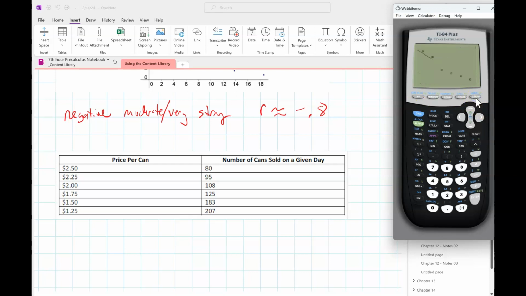So if we hit graph, now you see that the calculator's put in the best fit line for us. Hey, that's pretty nifty, right? Everybody feel okay with that?